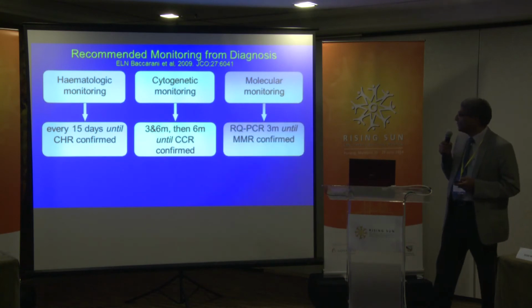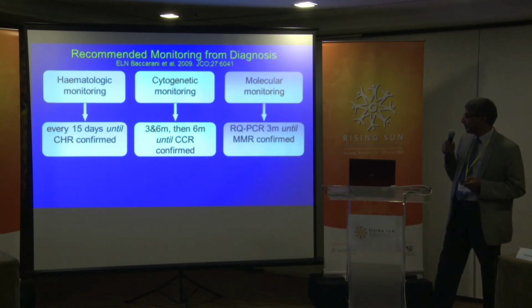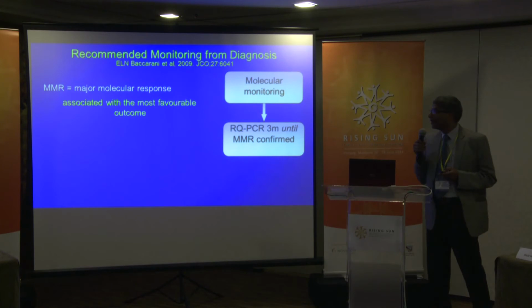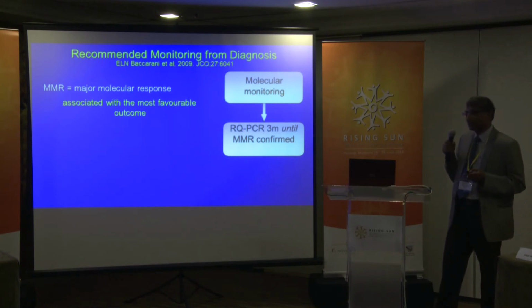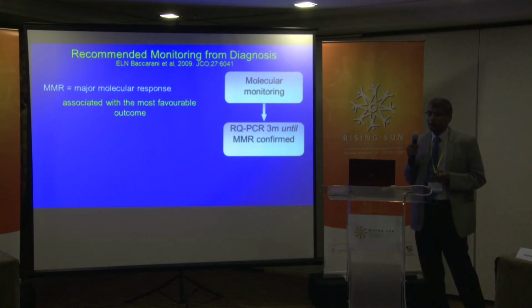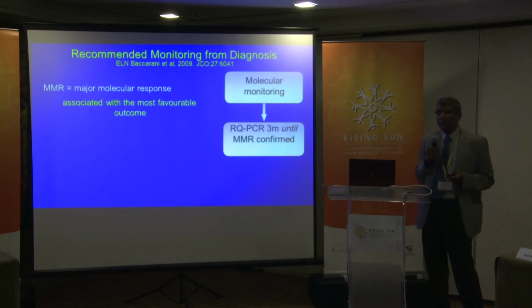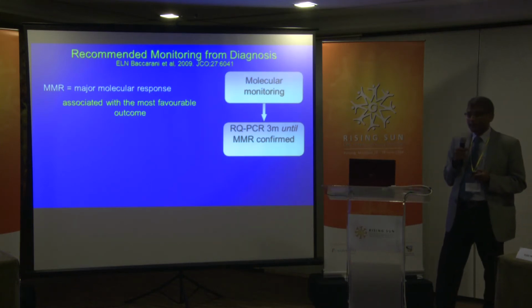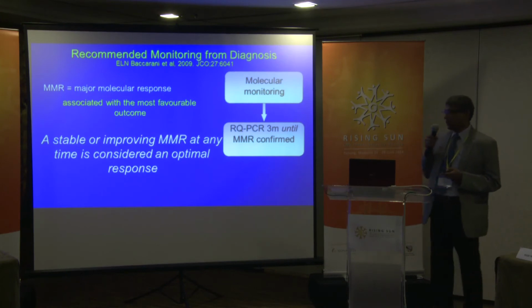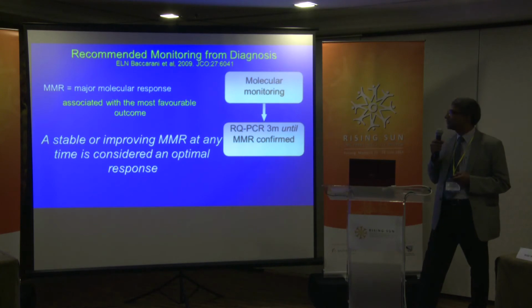option. So when you look at RQ-PCR at 3 months, until MMR is confirmed, you would consider yourself within a safe haven, and this is the most desirable response, which is a major molecular response, or for that matter, complete molecular response, wherein your chances of progressing from this level is very, very slim. So a stable or improving molecular response at any time is considered an optimal response.